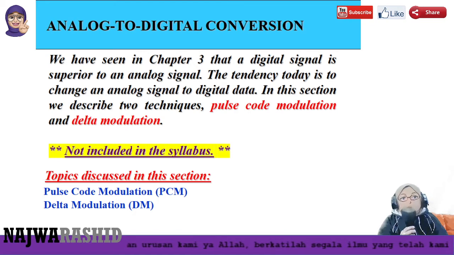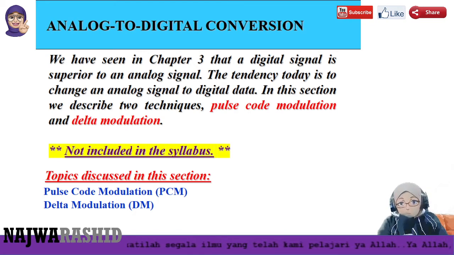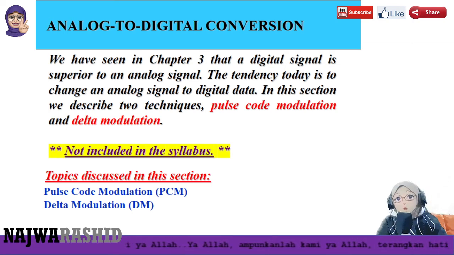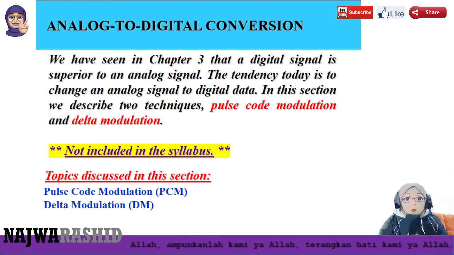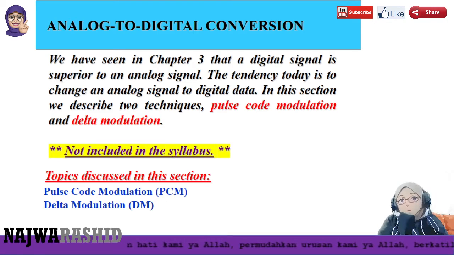Okay, analog to digital conversion refers to when we have an analog signal and we want to transform that analog signal into digital data. Basically, there are two techniques that we can use. The first one is pulse code modulation or PCM, and the other is delta modulation.